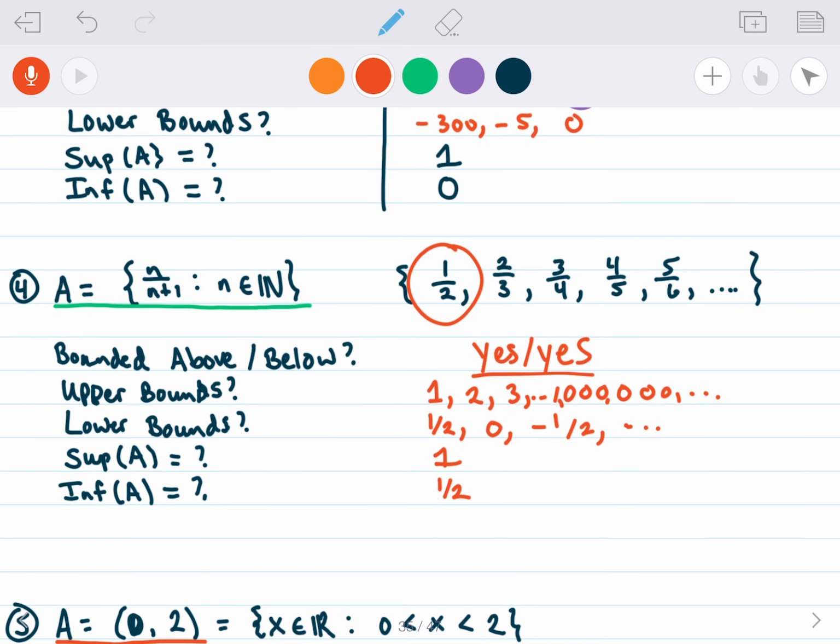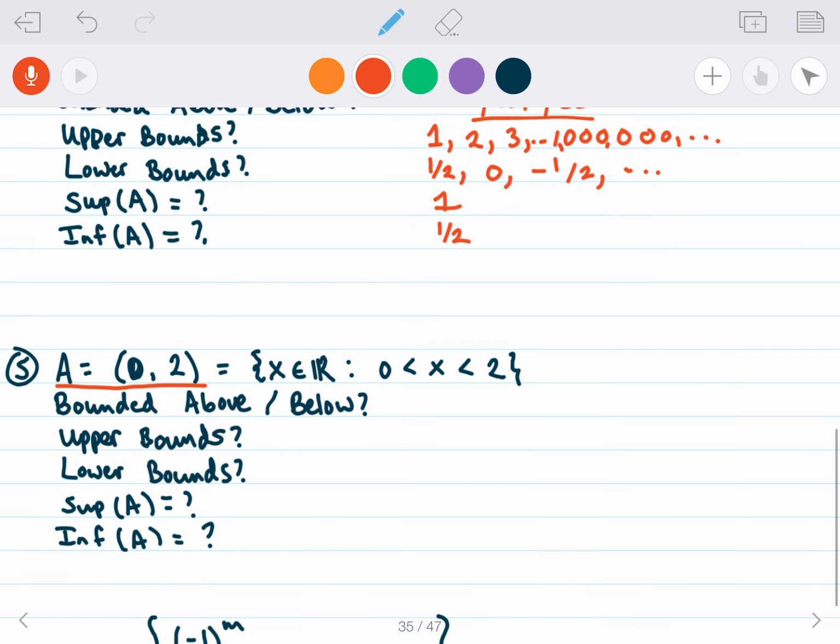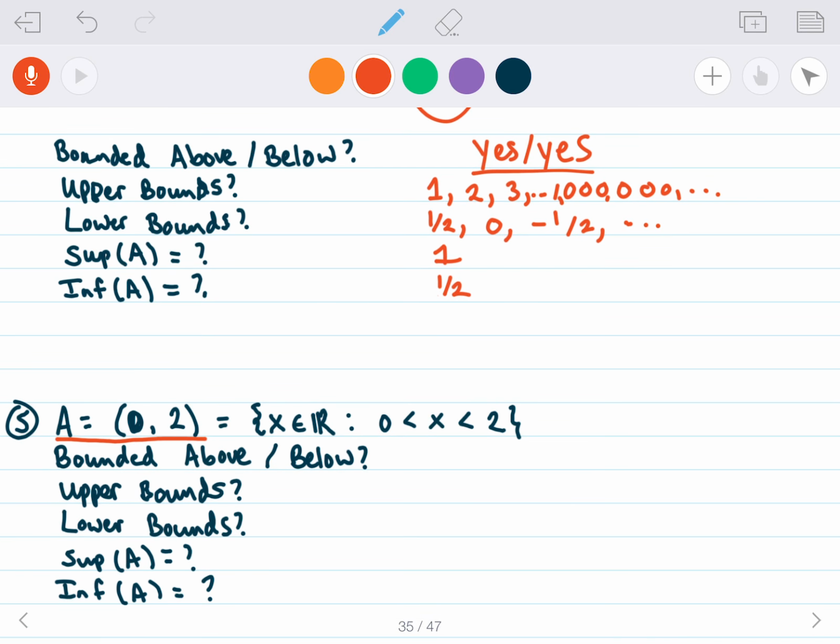Okay. Let's do this example. This is kind of similar to the one we looked at with 0 to 1. So here's our set: x is a real number between 0 and 2. Is it bounded above and below? Well, yes. You can just see here that we're going to have a bunch of lower bounds to the left and a bunch of upper bounds to the right of 2.